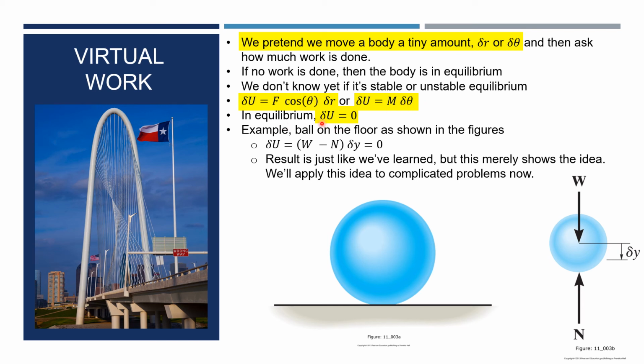In equilibrium, delta U equals zero. The virtual work equals zero. So here's a simple example. Ball on the floor, real easy. Normal force, reaction force is going up, weight is going down. So we ask, what happens if we displace it just a tiny amount, delta y? And are we in equilibrium? So we set delta U equals W minus N, that's the force, times delta y. And in equilibrium, it equals zero. And of course that means W minus N equals zero. This is force balance, what we've learned before.